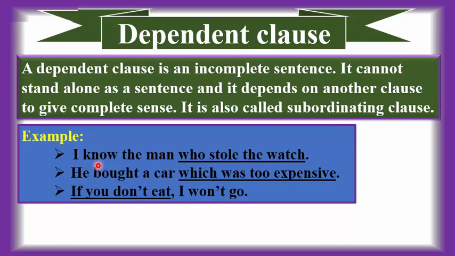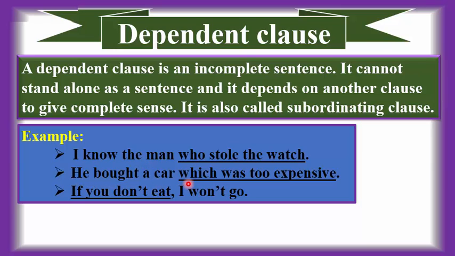Example, I know the man who stole the watch. I know the man is a complete sentence and this is called an independent clause, while who stole the watch is a dependent clause and it doesn't give a complete meaning. If we remove I know the man, then it doesn't give a complete sense. So that is why who stole the watch depends on this main clause to give a complete meaning.